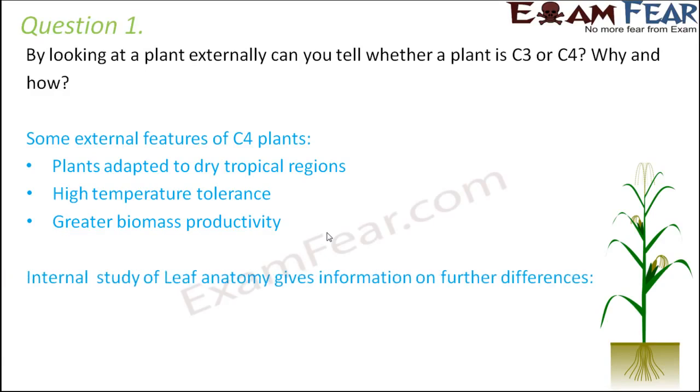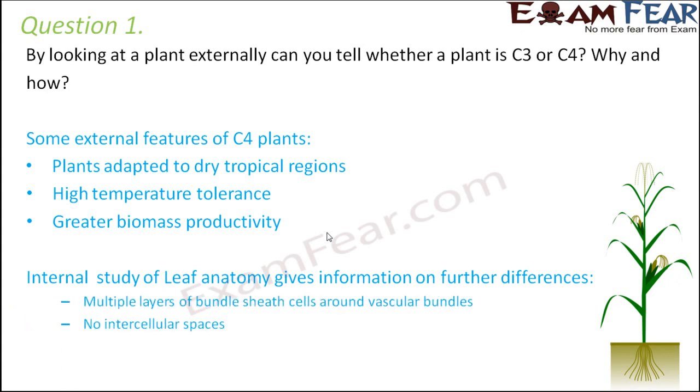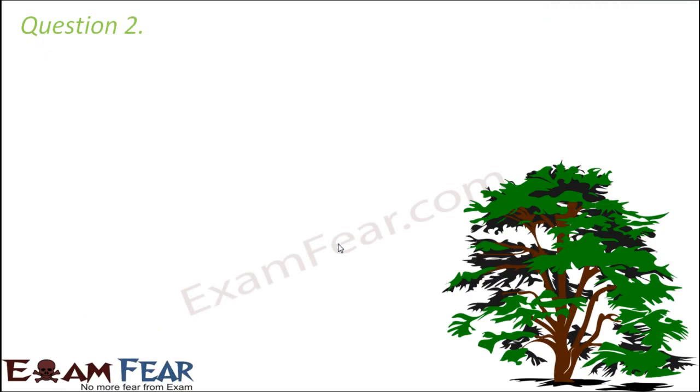But when you start studying their internal structure, then you get a lot of differences, like the arrangement, the multiple layers of bundle sheath cells, or the compactness of C4 plants, or the larger number of chloroplasts in C4 plants. So there are many differences when you talk about their internal structure. But externally, these are some of the things which can tell you whether it is a C3 or a C4.